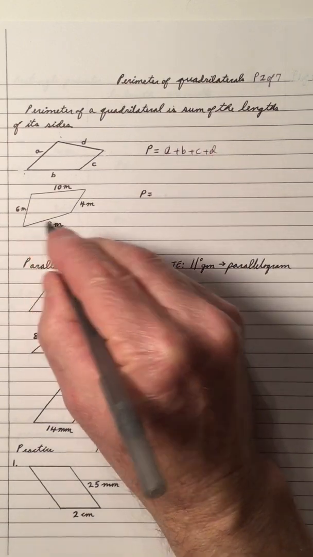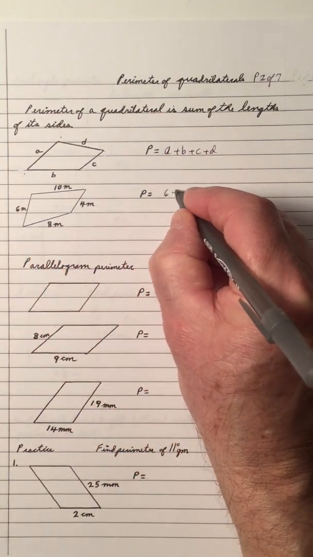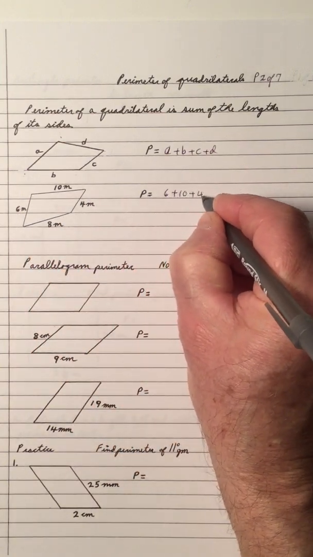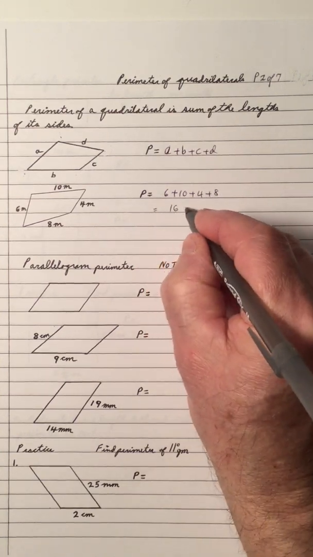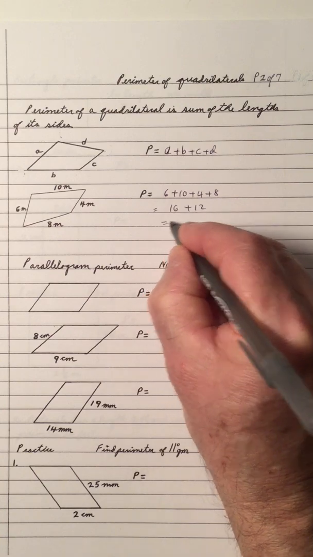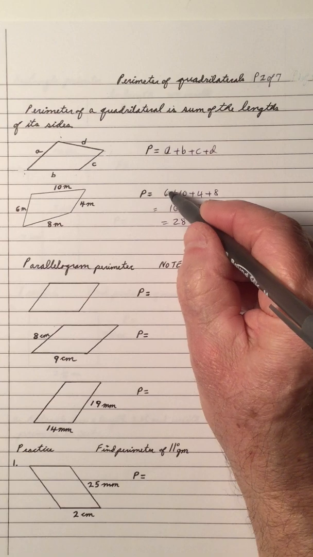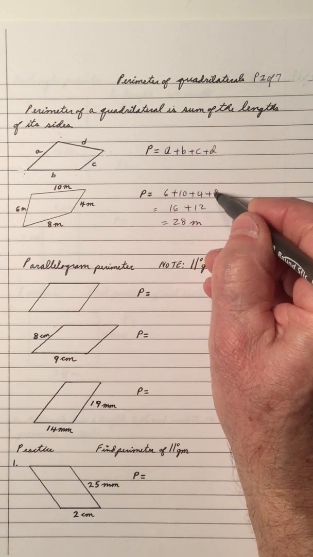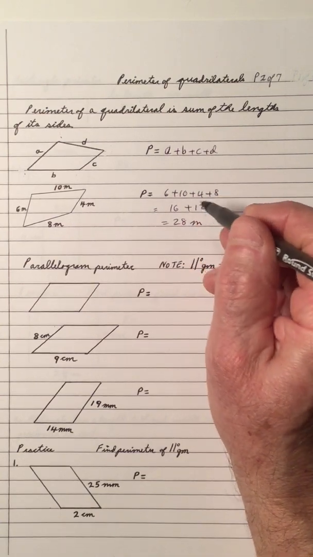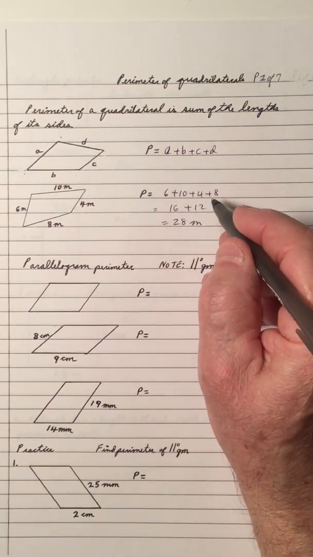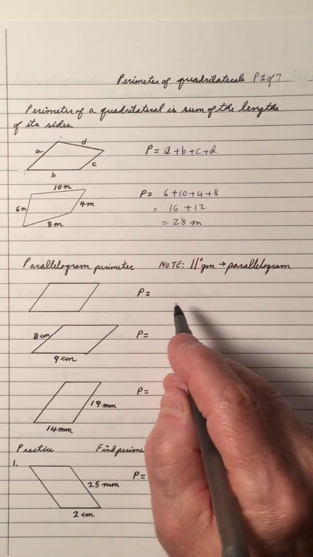So the perimeter of 6, 10, 4, and 8, we can go around: 6 plus 10 plus 4 plus 8. So 16, add on 12 is 28, and it's meters. Now I could have said 16 plus 4 is 20 plus 8, but I just added the first two and the last two and got the same answer because it's all addition. So I can add left to right.